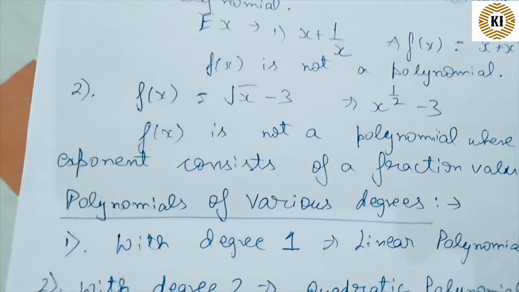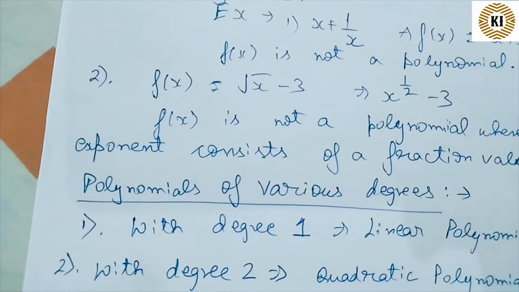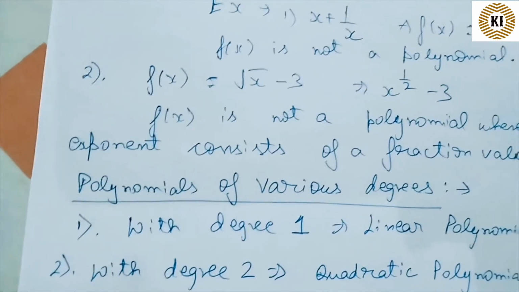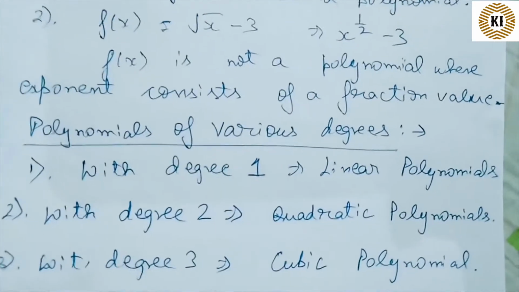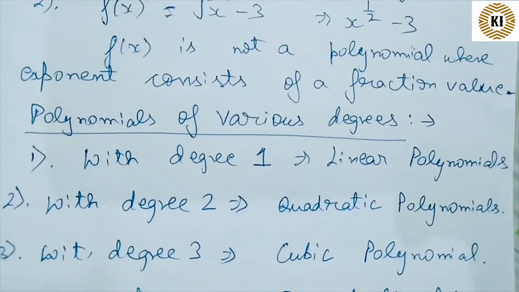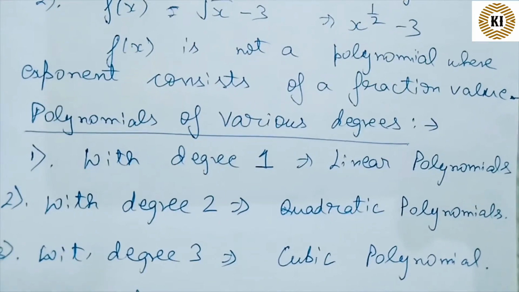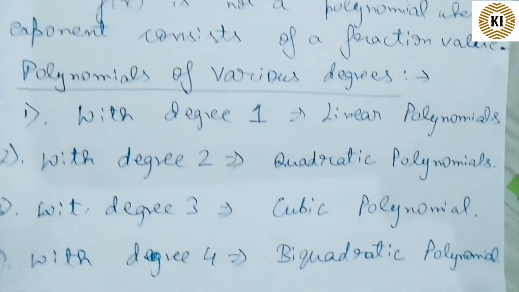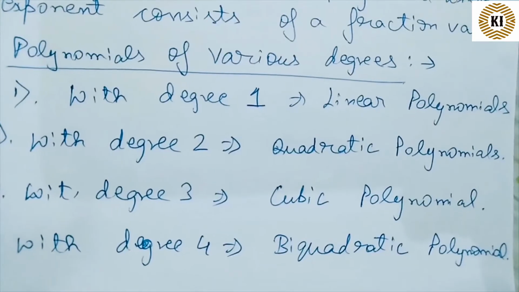Now polynomials have different names depending on their degree. With degree 1 it is known as linear polynomial. With degree 2 it is known as quadratic polynomial. With degree 3 it is known as cubic polynomial, and with degree 4 it is known as biquadratic polynomial.